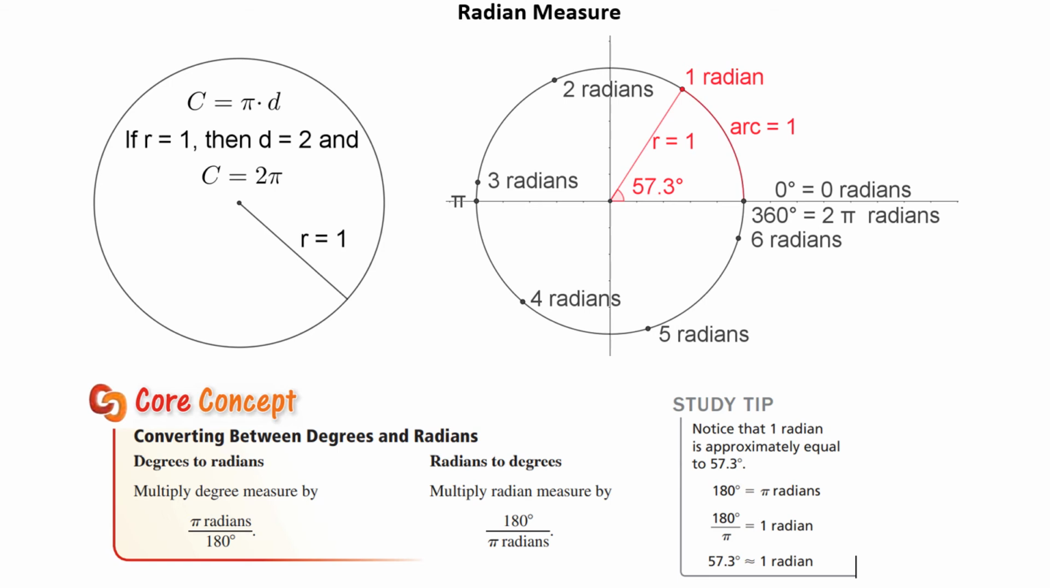When you look down at the bottom of this screen, you'll see in the study tip that 180 degrees equals pi radians, and therefore we're able to have a conversion where if we want to get from degrees to radians, we multiply by pi radians over 180 degrees. If we know radians and we want to convert to degrees, we multiply our radian measure times 180 degrees divided by pi radians. Let's see how that works out.